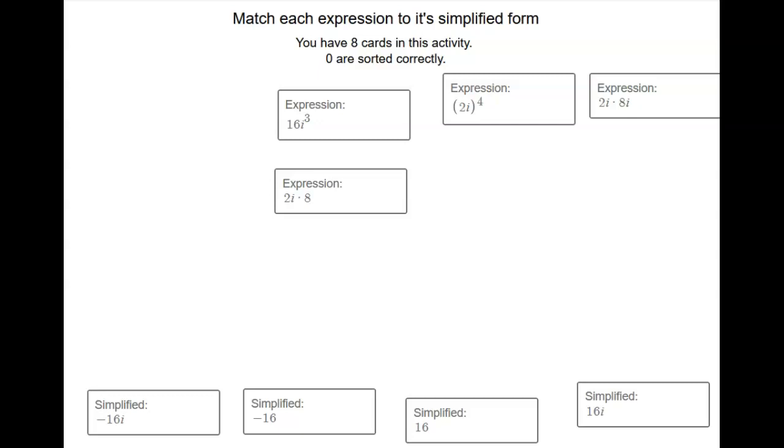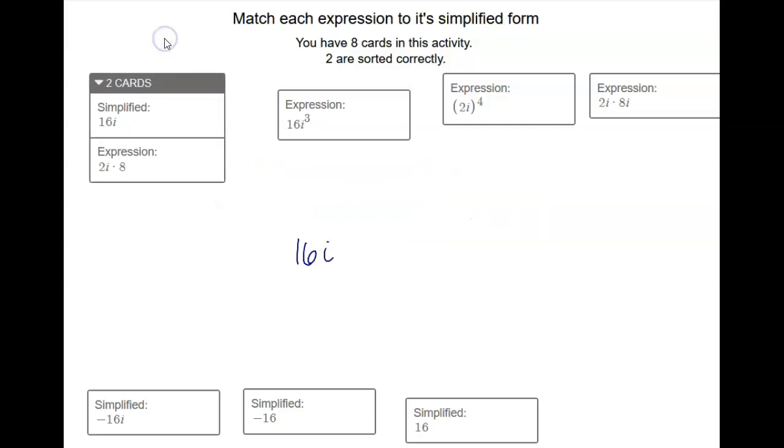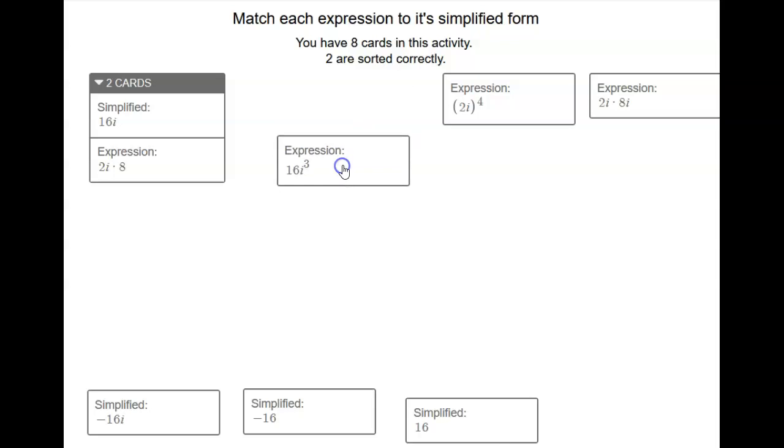So 2i times 8, this would be like 2 times 8 is 16, and then we have the i at the end, so this would just be 16i. So there's one pair. The next one that we have is 16i cubed.